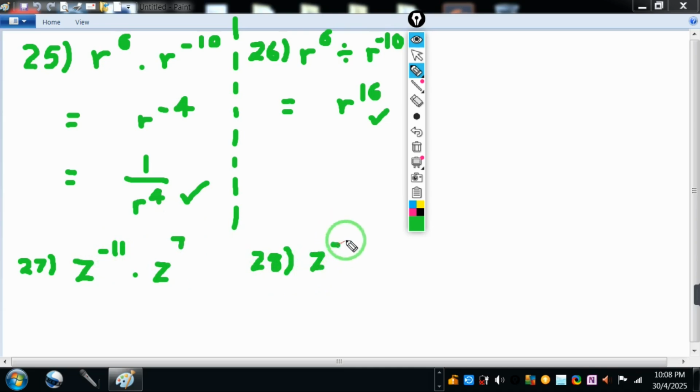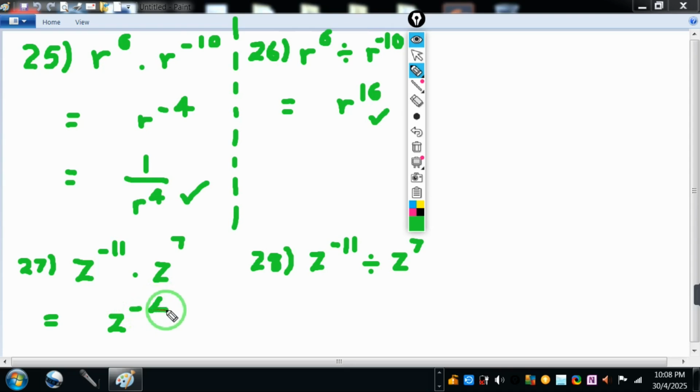Z minus 11. You know what I mean by minus 11? Divided by Z7. If you are going for a competition or whatever, don't ever say Z minus 11 and Z7. They will penalize you. Make sure you say it correctly. But here, because we have seen it so much, we'll just shortcut that. One liner. Minus 11 plus 7 is 7 minus 11 is a minus 4.